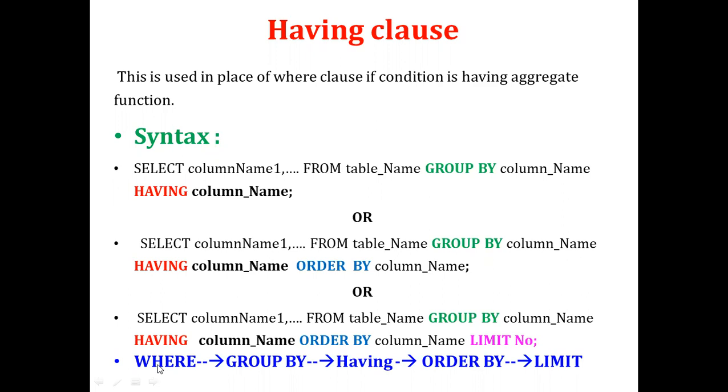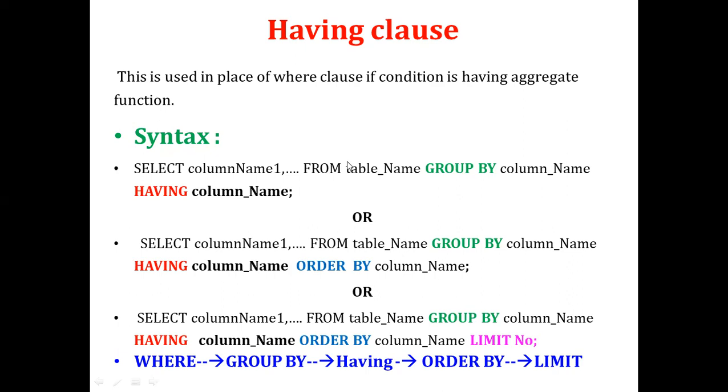Now, very importantly, note the sequence in which you implement these different clauses in SQL. First of all, we have to use a where clause. That means put down the condition with non-aggregate functions, without an aggregate function. Whatever the output, within that, if you require to specify some condition with an aggregate function, then use the group by. Then the having clause, and after that order by and limit. So the last one is the limit. This is all for the having clause.